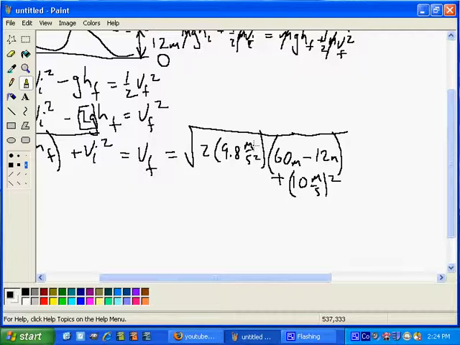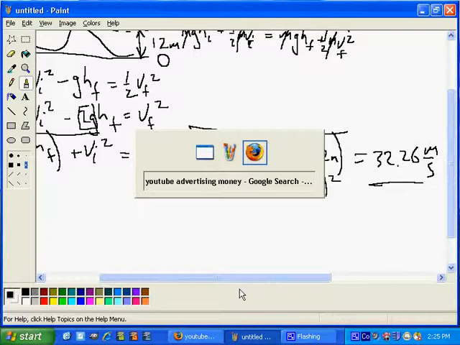Now, if I work that out, I get 2 times 9.8, and the answer is 32.26. So my answer is 32.26 meters per second. And that's my final velocity. And that's the end of this problem.